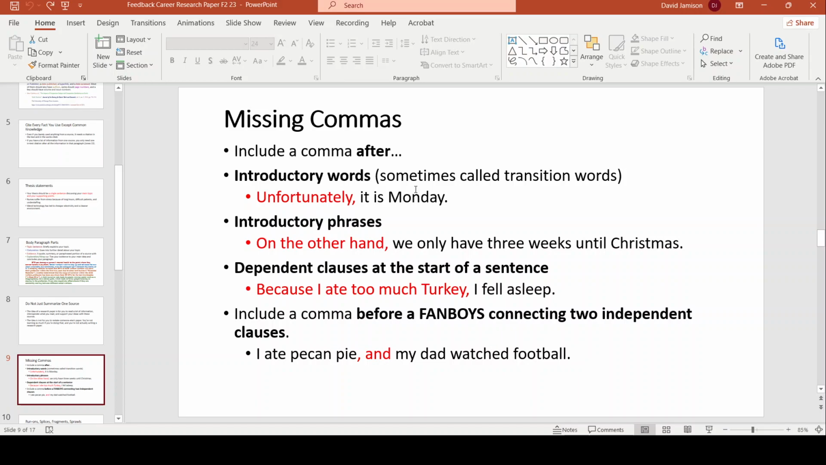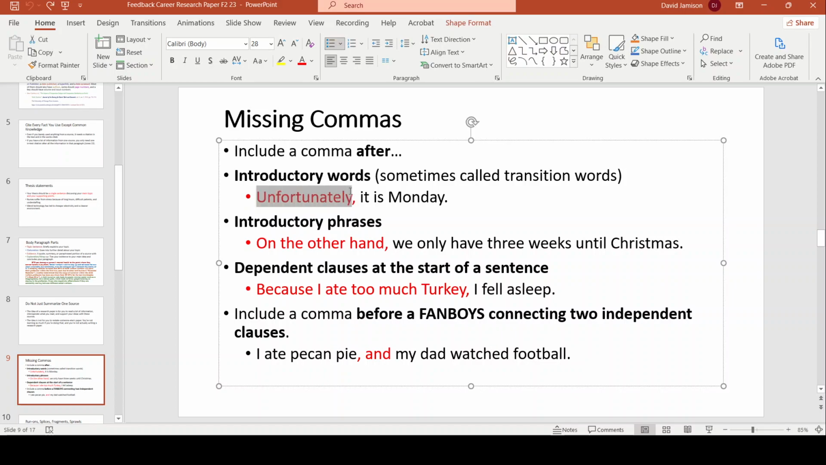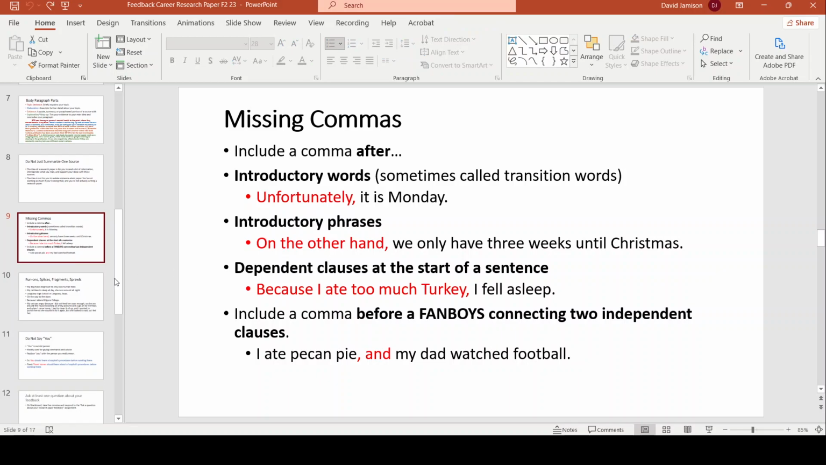Missing commas, we didn't have as many of these this time, and I think you kind of understand what they are at this point, but look out for missing commas after introductory words, like fortunately, unfortunately, stuff like that. Introductory phrases, like on the other hand, and dependent clauses. Because I ate too much turkey, comma, I fell asleep. Include a comma before a FANBOYS connecting two independent clauses. I ate pecan pie, comma, and my dad watched football. You might be able to tell that I made most of this PowerPoint before Thanksgiving.